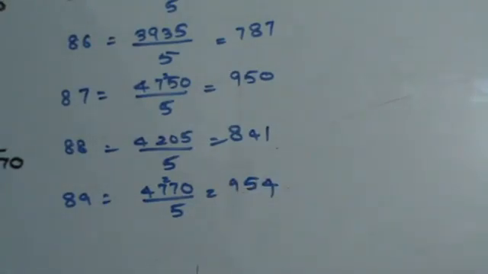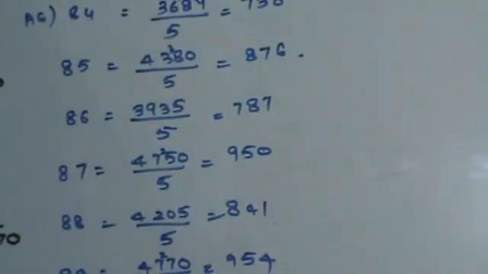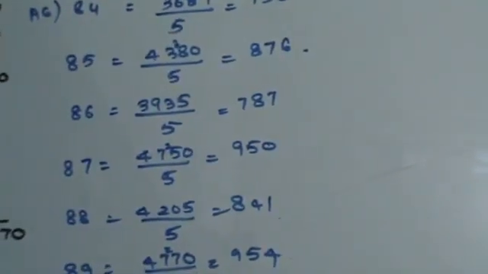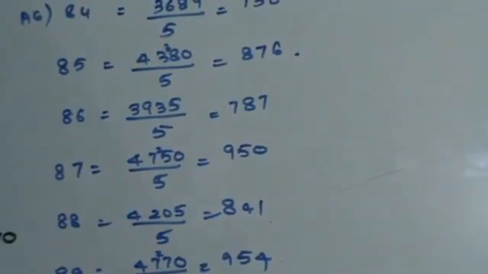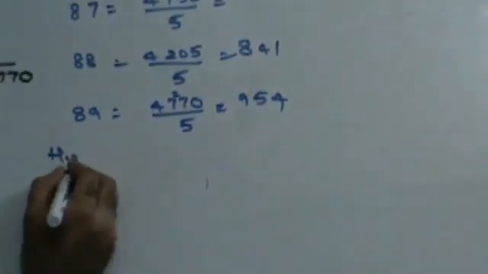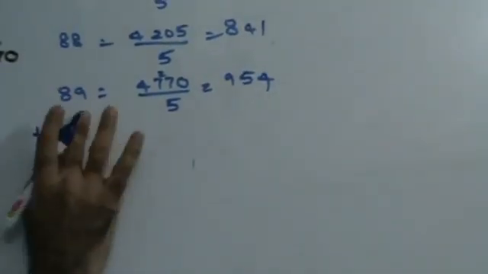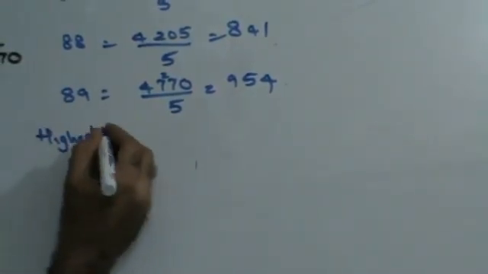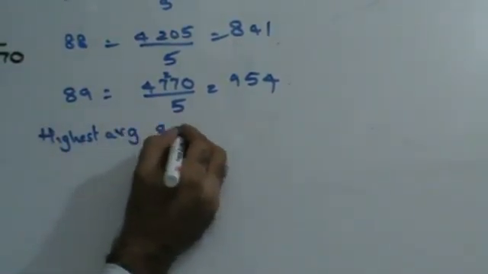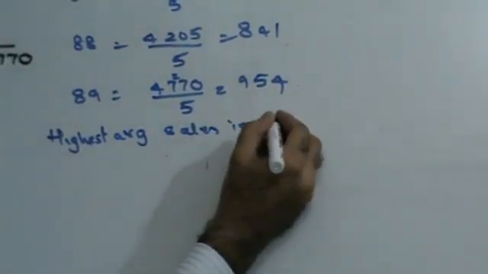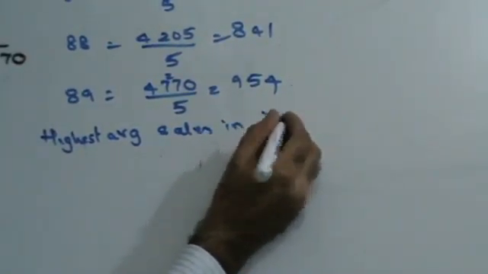Right? Now they have asked for which year the average sales is maximum. The average sales is maximum for 1989. So I can say the highest average sales is in 1989.